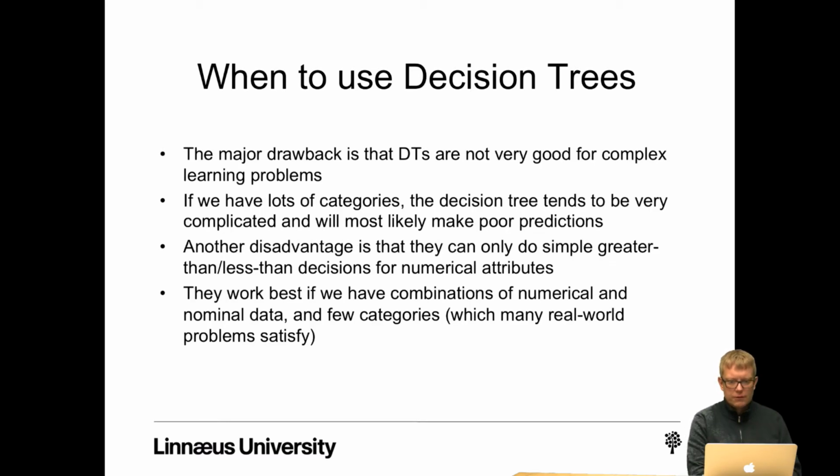The major drawback is that decision trees are not very good for complex learning problems. If we have a lot of categories, the decision tree tends to be very complicated and will most likely make poor predictions. Another disadvantage is that they can only do simple greater than or less than decisions for numerical attributes. We can't have any more complex mathematical functions. They work best if we have combinations of simple numerical attributes and nominal data and very few categories, which quite many real-world problems satisfy.